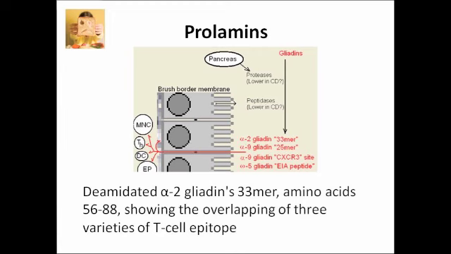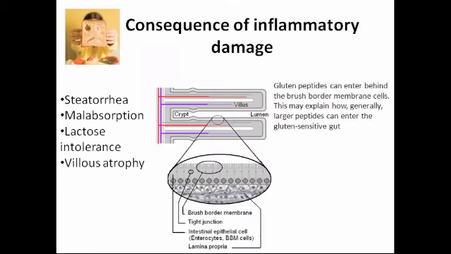Once deamidated by intestinal transglutaminase, it has a high density of overlapping T-cell epitopes, which, as I said, increases the likelihood that the DQ2 isoform will bind and stay bound to peptide when recognized by T-cells. The consequence of inflammatory damage is steatorrhea, malabsorption, lactose intolerance, and villous atrophy.